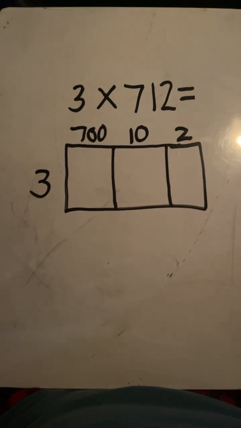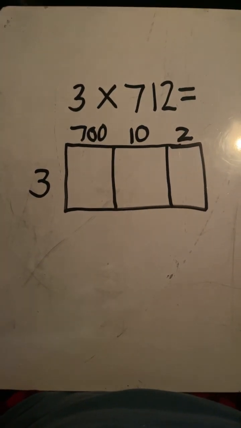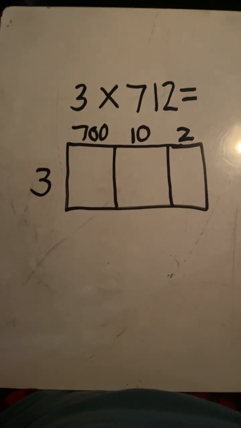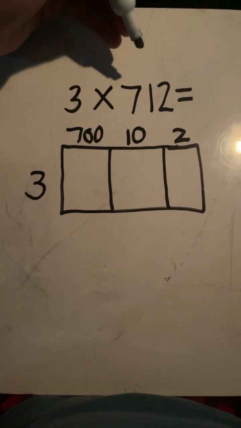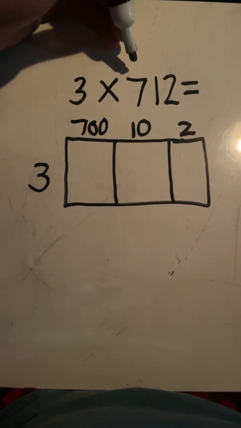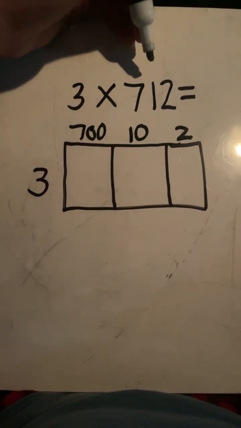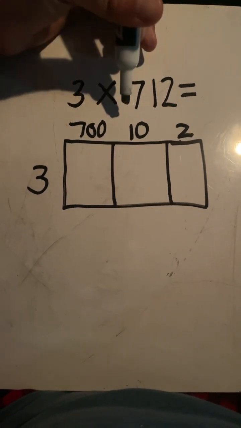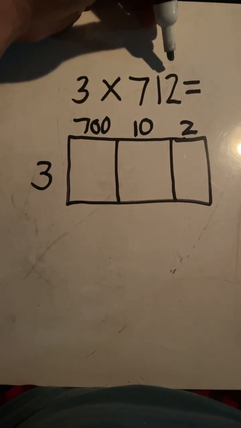So the area model is actually built off putting numbers into expanded form. In the number 712, the 7 in the hundreds place is a value of 700. The 1 in the tens place is a value of 10, and the 2 in the ones place is a value of 2.